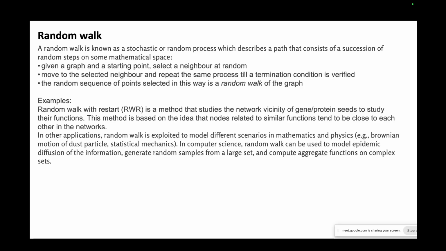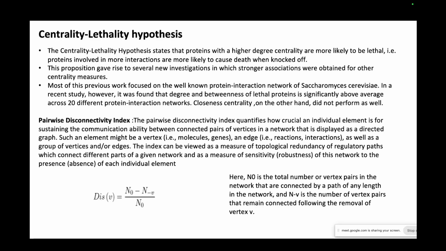In other applications, random walk is used to model different scenarios. For example, Brownian motion of dust particles. It has applications in statistical mechanics as well. And in computer science, it is used to model epidemic diffusion of information, generate random samples from a data set, and compute aggregate functions in complex sets as well. So it's a vast array of applications, but in our case, it is mostly used in disease or genome assembly and things like this.